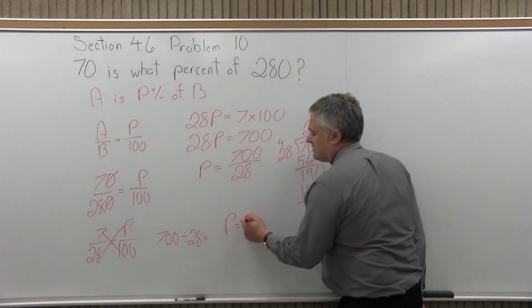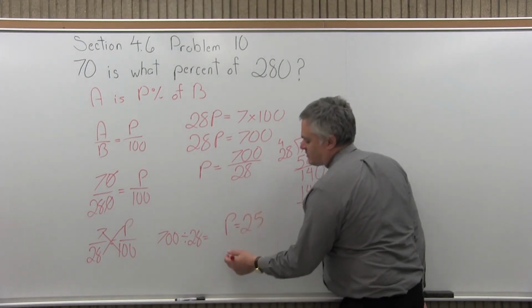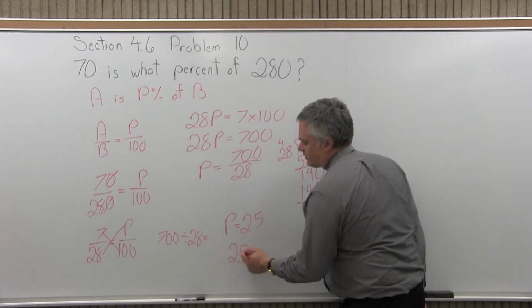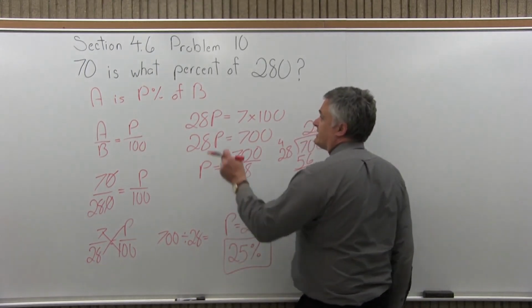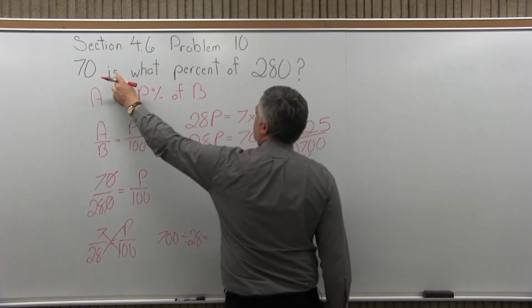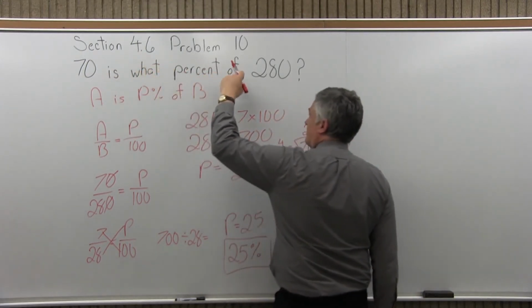So what we have is P equals 25. And because it's a percent, you can write it with the percent symbol, 25%. So in terms of the original question, 70 is what percent of 280? 70 is 25% of 280.